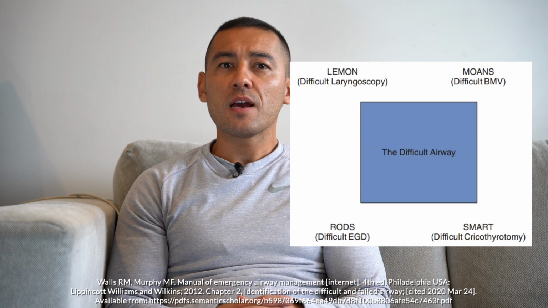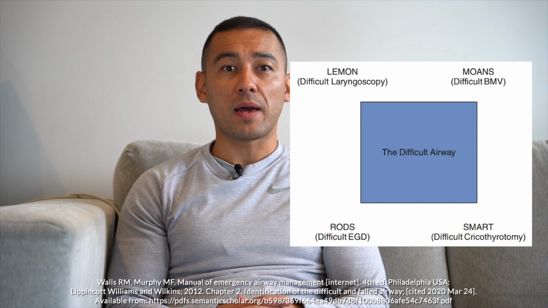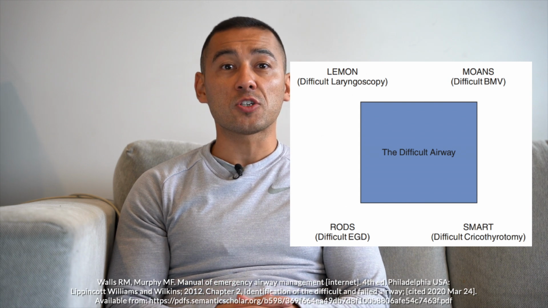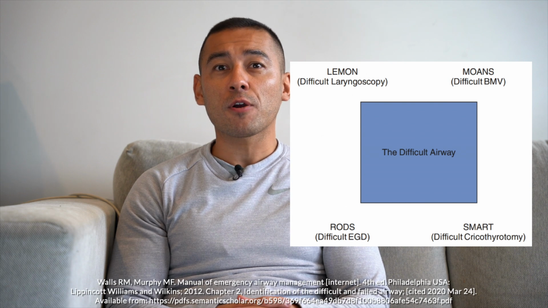So how do you assess each of the four components of airway management? Well, unfortunately, there doesn't appear to be a single universally recognized test that can accurately predict difficulties at every level of airway management. Instead, various mnemonics exist that each focus on one component of airway management, like MOANS for BVM ventilation, RODS for supraglottic airway, LEMON for intubation, and SMART for cricothyroidotomy.